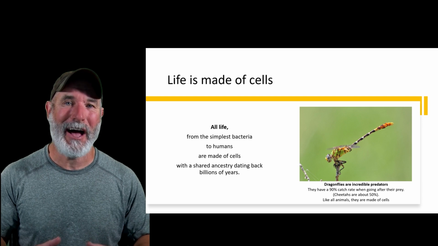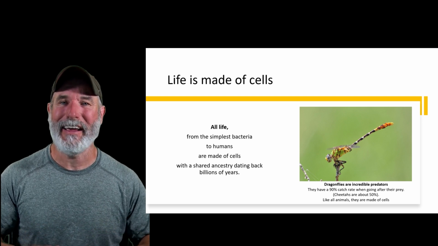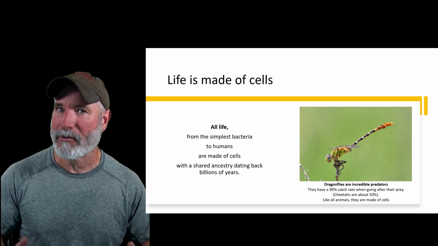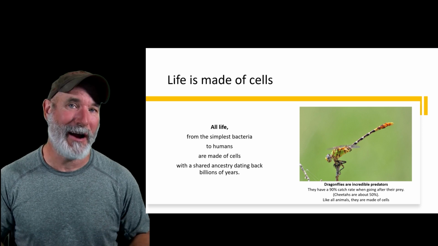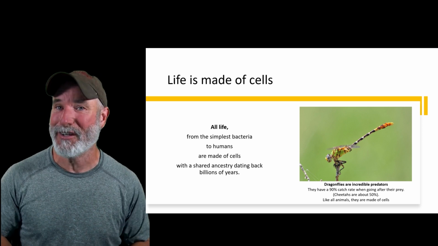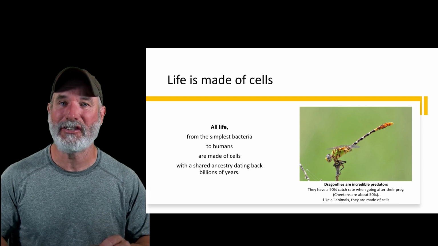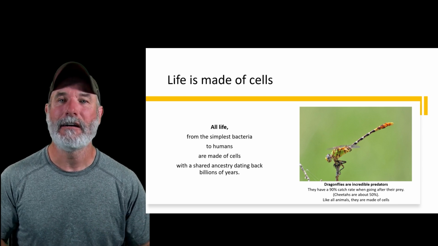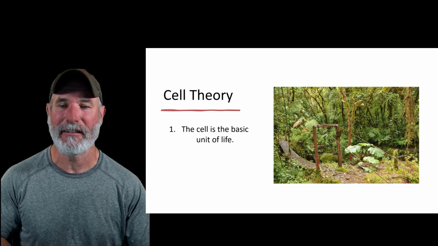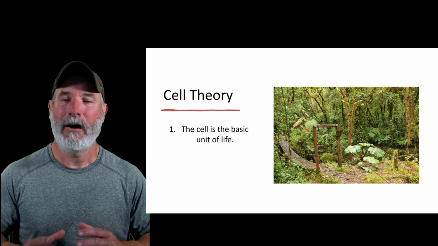And in this image, I've got a really cool dragonfly. And dragonflies, like all other animals, are made of cells, billions of cells. And a cool thing about dragonflies, they are the world's most efficient predators, even more than a cheetah. Cheetahs have like a 50% capture rate. These guys, 90 to 95%. They are amazing.